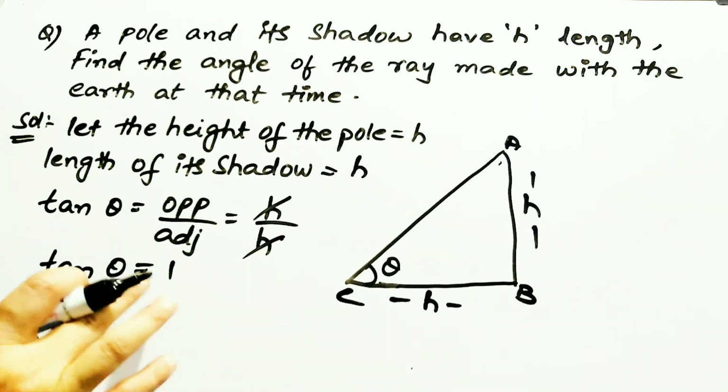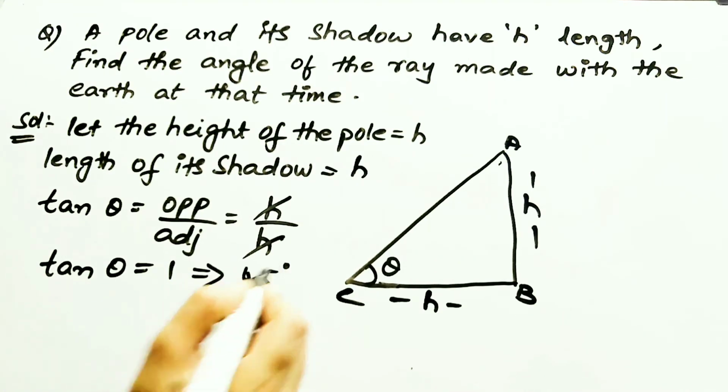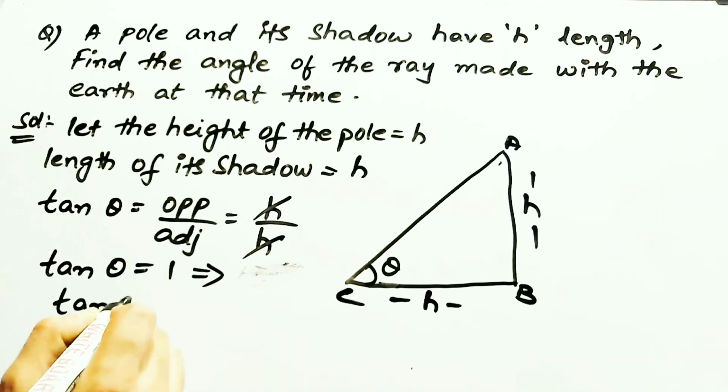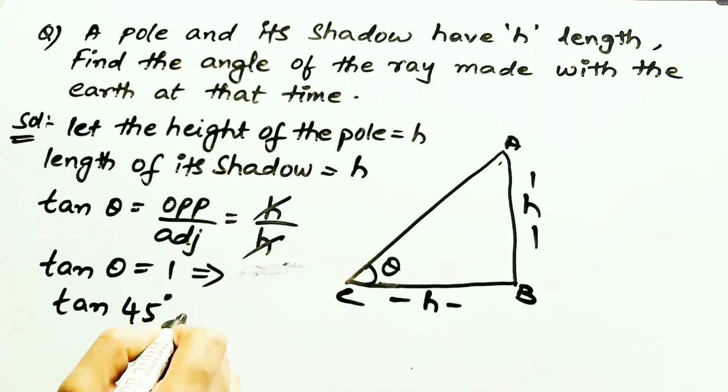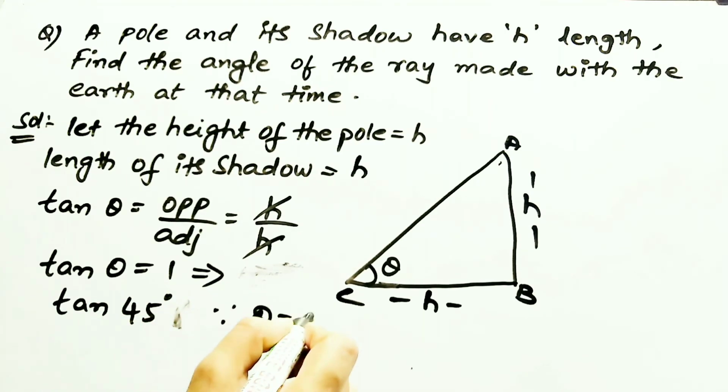What is the value of tan theta in your table? It is tan 45. So theta is nothing but 45 degrees. Meaning, to find the angle, what angle is it forming? It is forming 45 degrees.